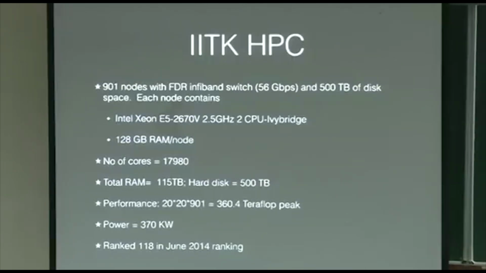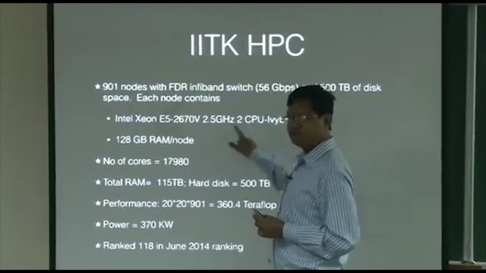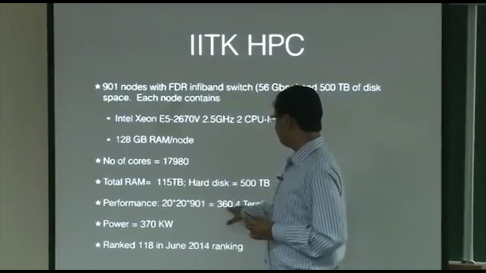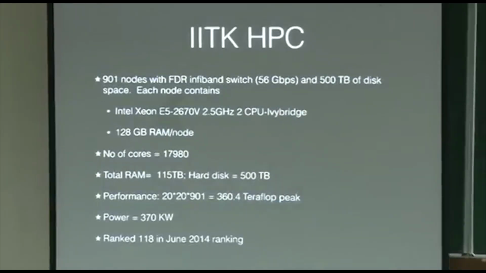Now, how many operations can it do? Again the same numbers I told you before. Each core can do 20 gigaflops, 20 giga floating point operations per second. Multiply 20 by 20 cores in each node, and there are 901 nodes. So it comes out to be 360 teraflops. Tera is 10 power 12, or about 0.3 peta, where 10 power 15 is peta. So 0.3 times 10 power 15 operations per second.